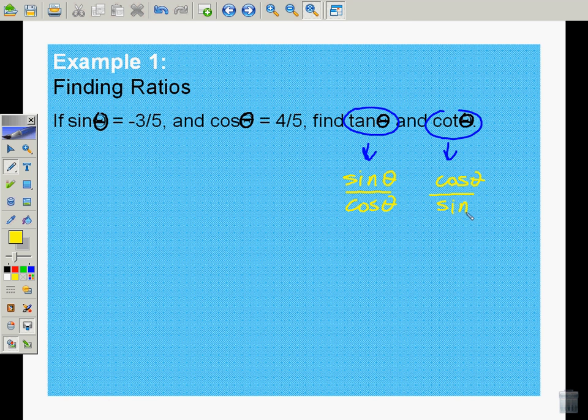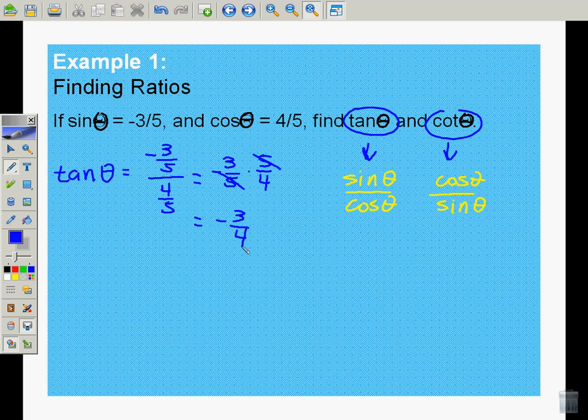Okay? Now, what does that mean for us? If I'm going to find the tangent of theta, what can I do? I'm going to take the sine, which is negative 3 over 5, and put it over the cosine, which is 4 over 5. I'm going to simplify. Negative 3 over 5 times the reciprocal, because when I divide by a fraction, it's the same as multiplying by the reciprocal, 5 over 4. And that's going to be equal to, cross divide here, negative 3 over 4. Okay? You see where I got this from?